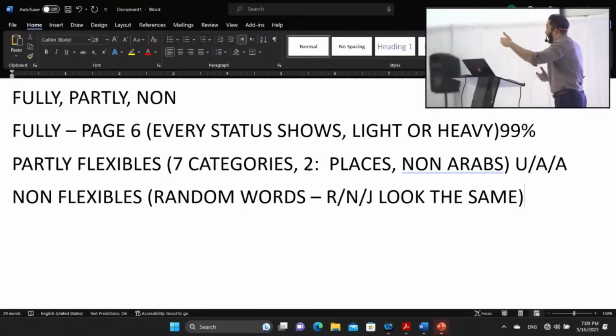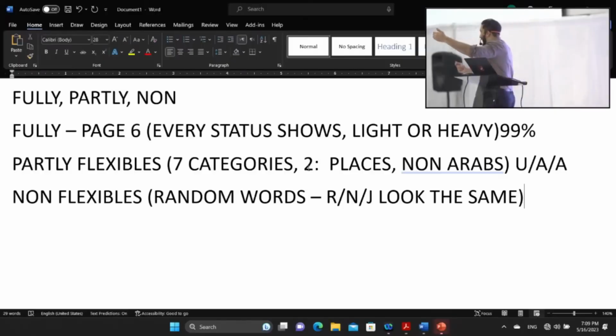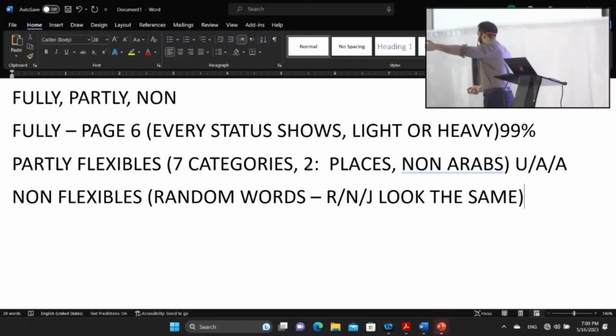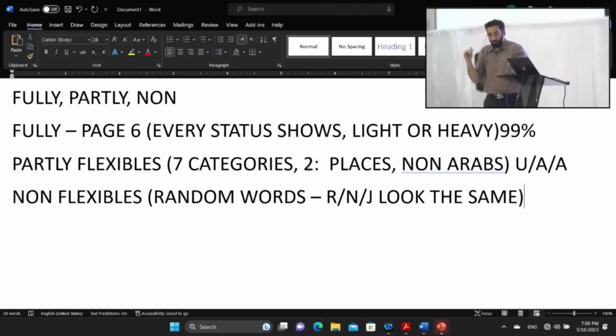If I gave you muslimun, immediately you can tell me it's rafa. Okay? If I give you yusufa, second category, you say, I have a 50% chance of getting it right. It could be nasab or it could be jar. But if I gave you dhalika, non-flexible, then I say I have a 33% chance of guessing correctly because it could be rafa and it could be nasab and it could be jar.